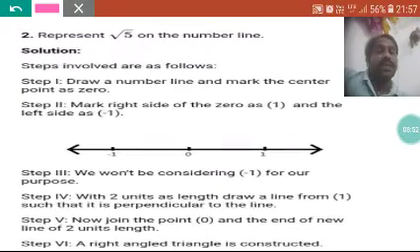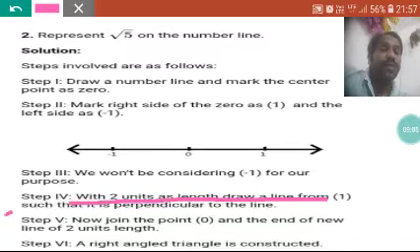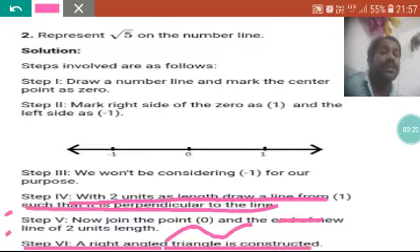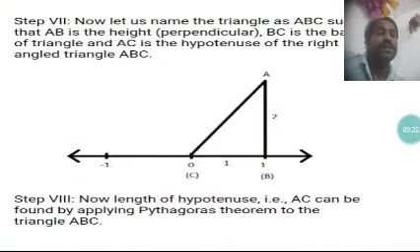Then what is step number 4? Now there is a specific pattern that we have discussed in the classroom. The pattern is that with 2 units as length, draw a line from 1 such that it is perpendicular to the number line. Step 5 is to join the point O and the end of the new line of 2 units length. And step 6 is that a right angle triangle is constructed. How? See here. This is how we have done.